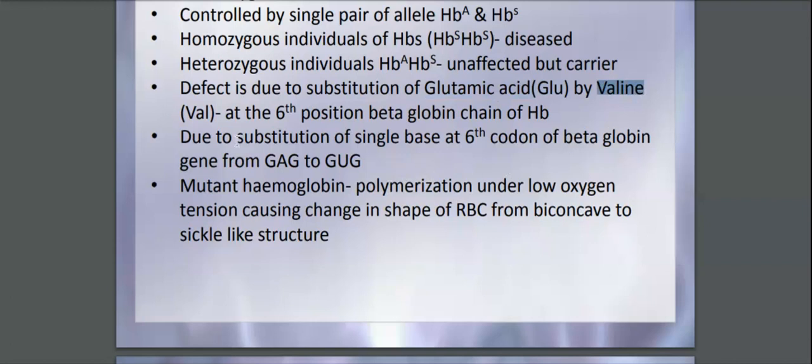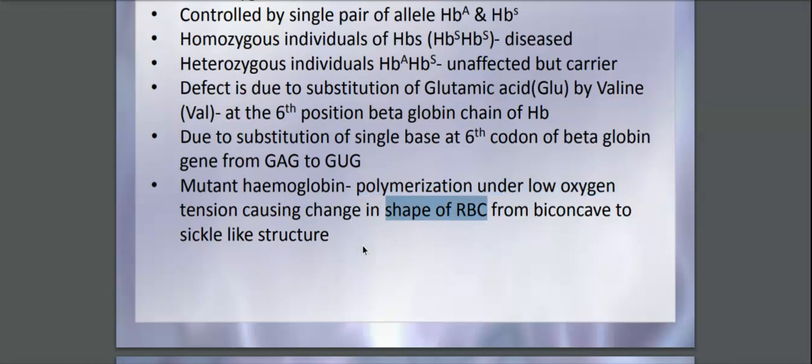I'll repeat this again. Due to substitution of a single base at the sixth position in the beta globin chain, A has been converted to U. So the codon has changed from GAG to GUG, and these codons code for different amino acids. Instead of GAG coding for glutamic acid, because GAG has converted to GUG, GUG will code for valine. This is the change that has taken place, as a result of which the hemoglobin is not normal, it is mutant hemoglobin. And this mutant hemoglobin polymerizes under low oxygen conditions, and this causes a change in the shape of RBC from the normal shape to a sickle like structure.